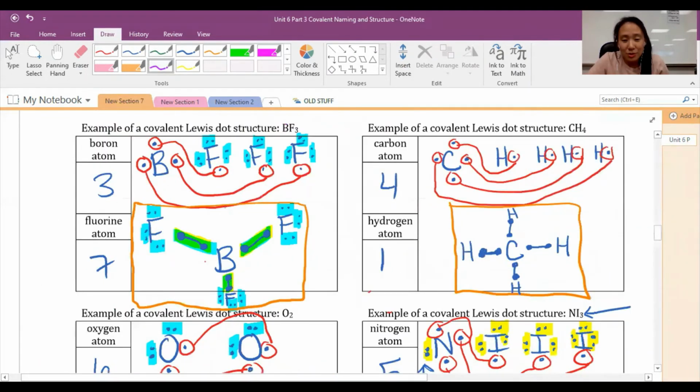So here, we see that this boron right here is attached to how many? 3 fluorines. Does boron have any lone pairs? Nope, there's no dots, all the electrons for boron are sharing. That means this is trigonal planar. Okay, so this is an example of a trigonal planar molecule.